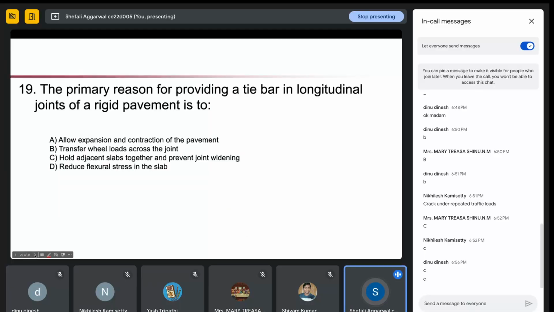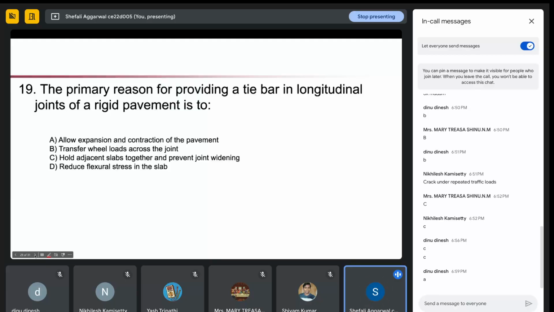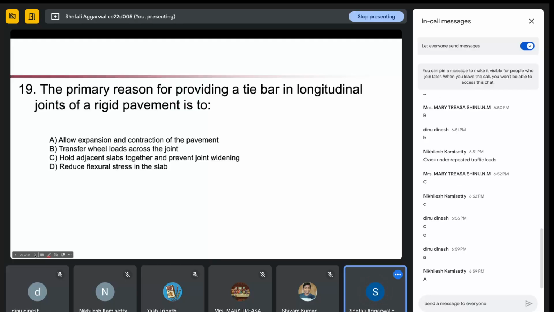The primary reason for providing a tie bar in the longitudinal joint of a rigid pavement is to allow expansion and contraction of the pavement, transfer wheel loads across the joint, hold adjacent slabs together and prevent joint widening, or reduce flexural stresses in the slab. We talk about two types of joints, tie bars and dowel bars. A, okay. A, allow expansion and contraction of the joint.